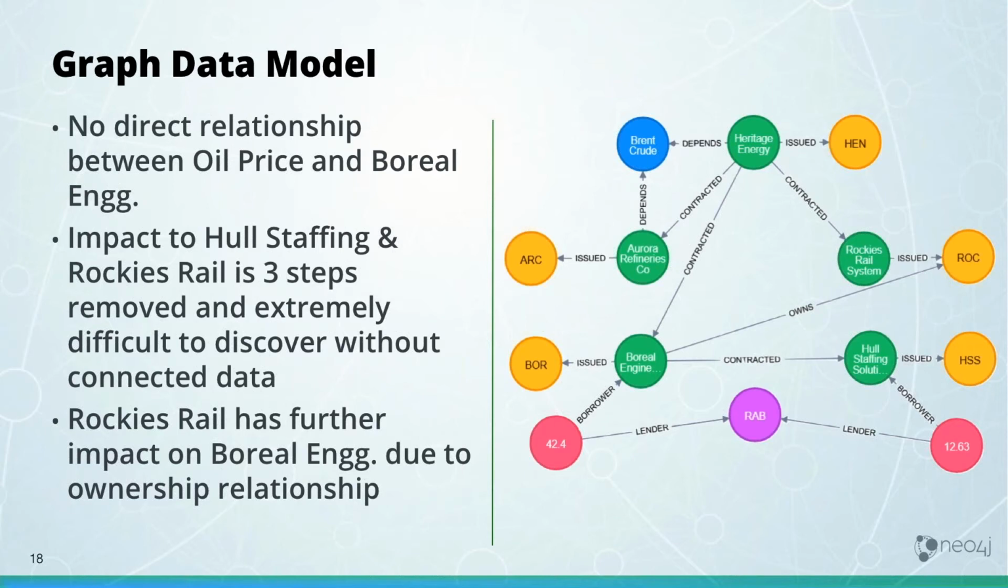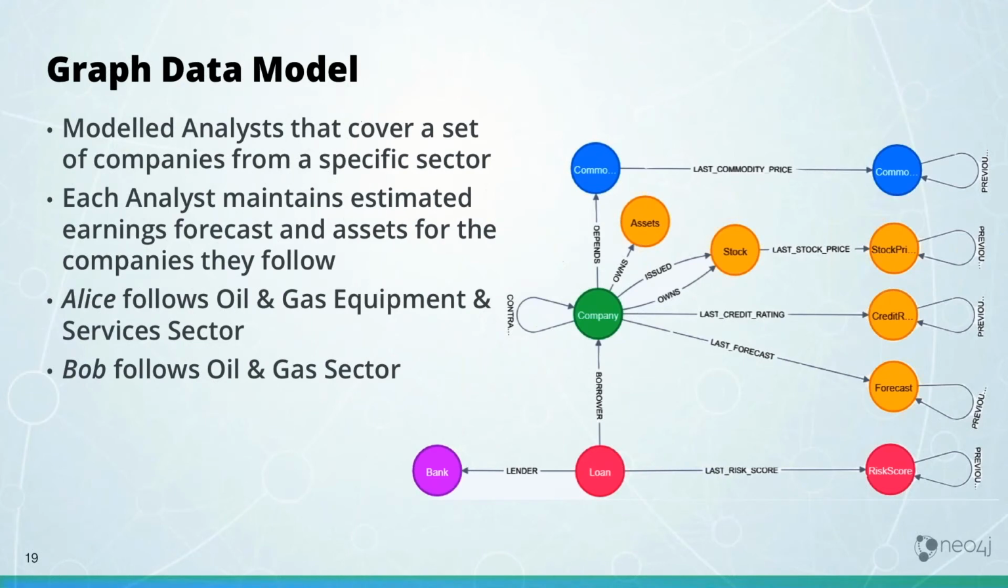Now, what we will show here is how movement in the Brent crude price is going to affect the loans outstanding with Boreal and Hull Staffing in this demo. This is a really simplistic model that has been implemented in our graph database that we're going to demo here.